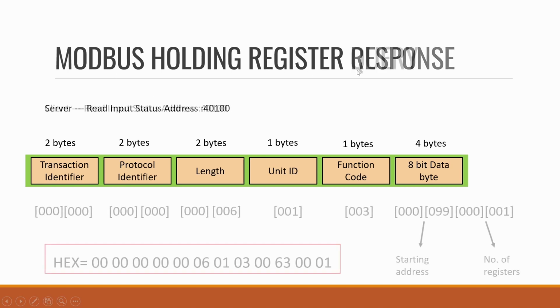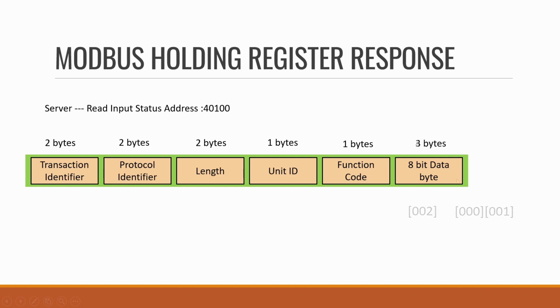So what will the response frame be like? So the response frame, you can see here, this is 3 bytes. Okay, so this will be the data. This is the data and this is the length. So this is 2 bytes, so here it becomes 2.